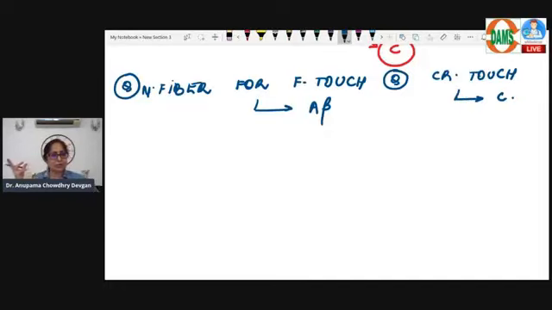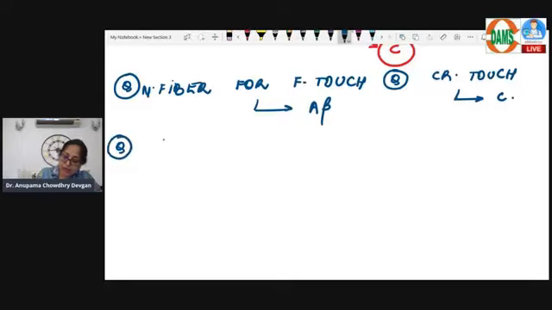Somebody was asking what is the difference between fine touch and crude touch. Fine touch is, for example, if you take a cotton wool, you remember sensory system examination. In first year, you were taught to use cotton wool for fine touch. Crude touch would be just touching with the finger or with a pen. So the nerve fiber meant for fine touch is A beta, and for crude touch is C.